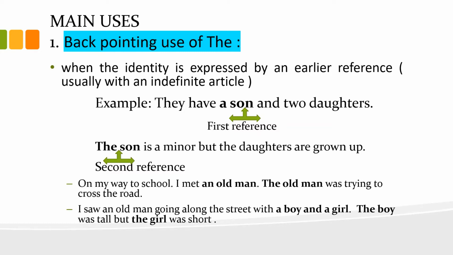Let's take some more examples. On my way to school, I met an old man. The old man was trying to cross the road. I saw an old man going along the street with a boy and a girl. The boy was tall, but the girl was short.